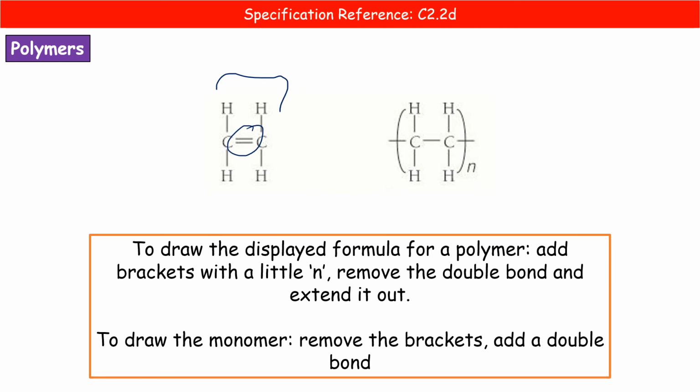Usually what you find is the structure is worth 1, the little n in the bottom corner is worth 1 mark on its own. If we're going the other way, take the brackets away, lose the n, copy everything else, but stick a double bond between them in the middle, making sure you've remembered not to draw those two.